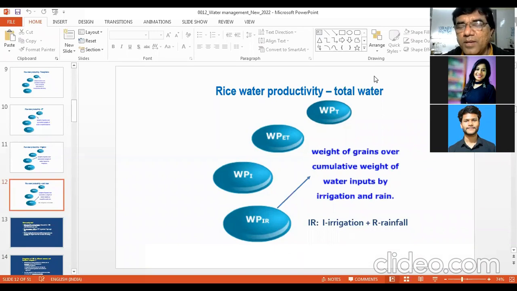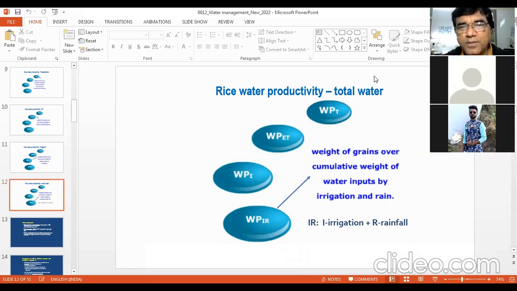Liters of water applied in 1 hectare. So you can use any unit of water used. Then WPET is your water use efficiency. Here your yield produced or biomass produced is divided by ET, consumptive use. So this water productivity is your water use efficiency. So the water productivity includes your water use efficiency.